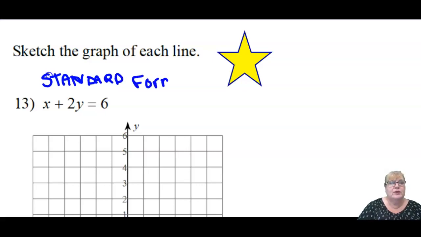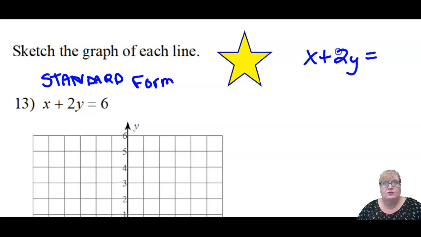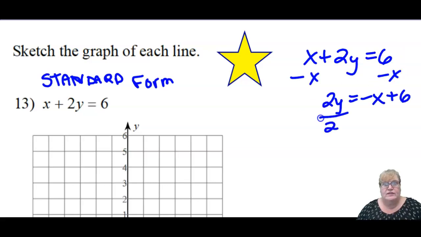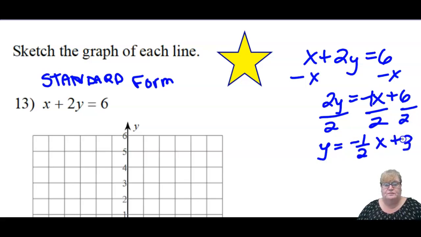I'll get better at writing on the tablet again, I promise. All right, so this equation is in standard form. You have two options. Most of you are probably thinking we should solve for y, so you could subtract x over to the other side and write 2y equals negative x plus 6. You can't add those, they're not like terms. Then divide everything by 2, so y equals negative 1/2 x as the slope, and 6 divided by 2 is 3.